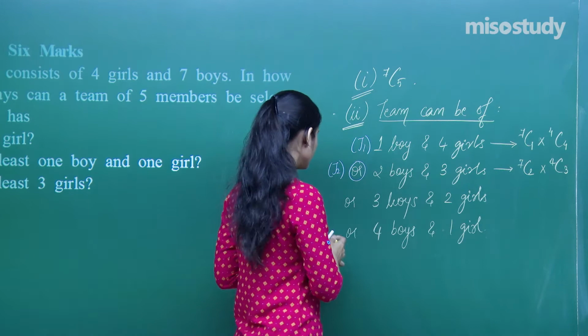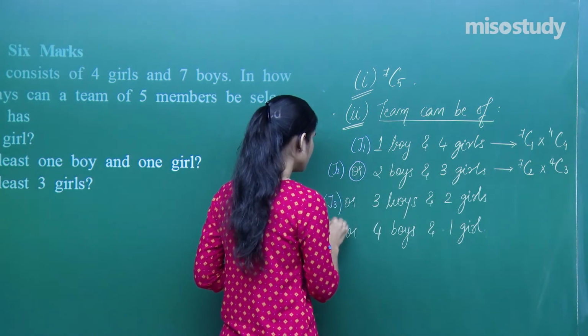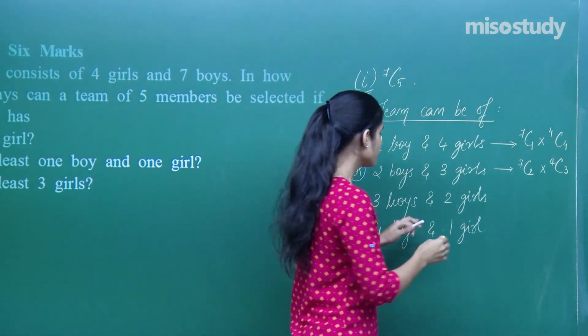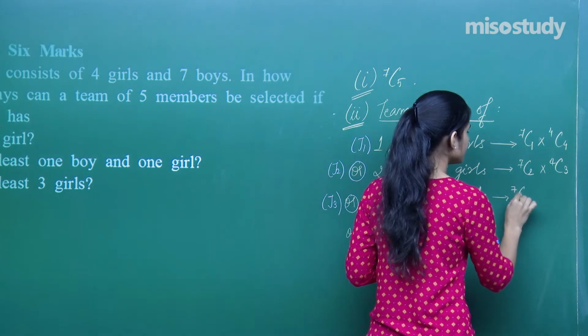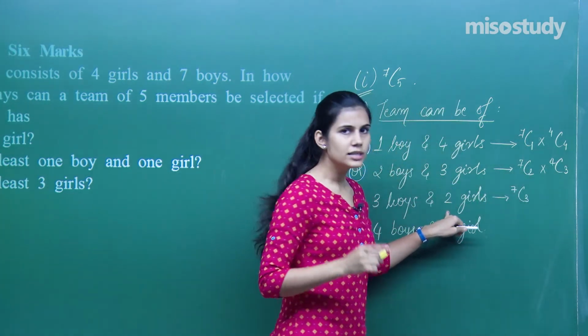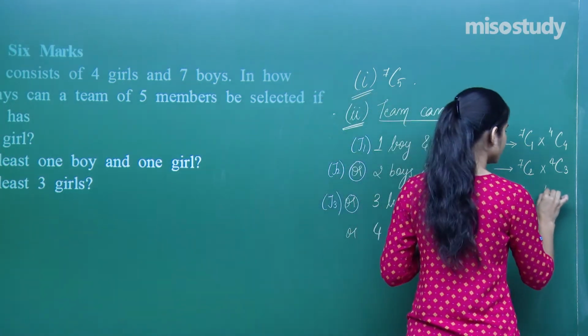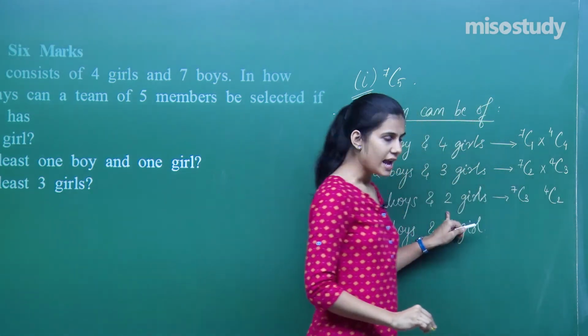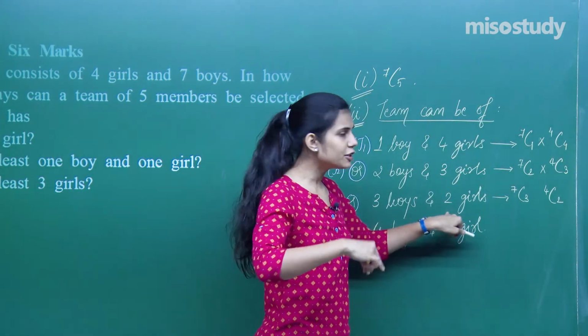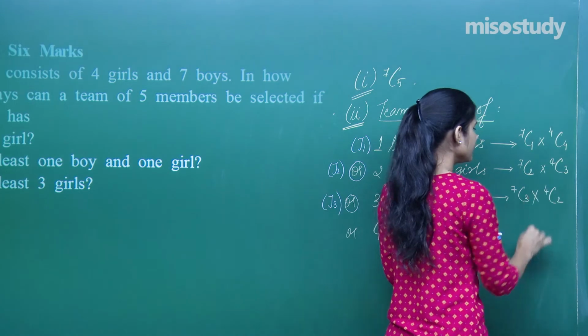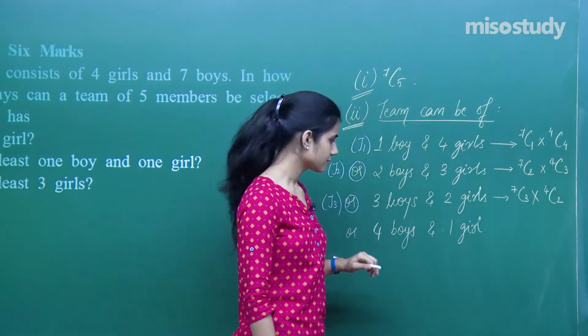3 boys, now this is my job 3. 3 boys out of available 7 boys can be selected in 7C3 ways. 2 girls out of available 4 girls can be selected in 4C2 ways, and 3 boys and 2 girls can be selected in these many ways.